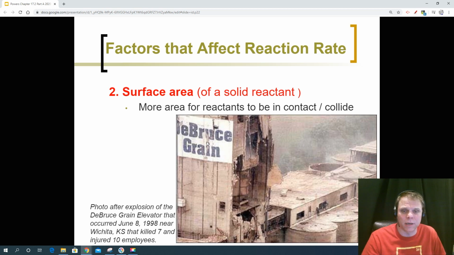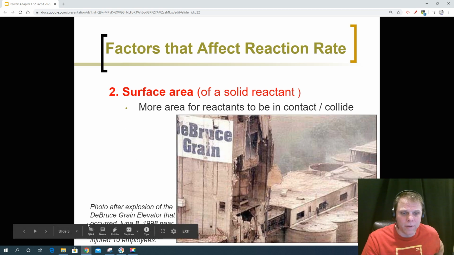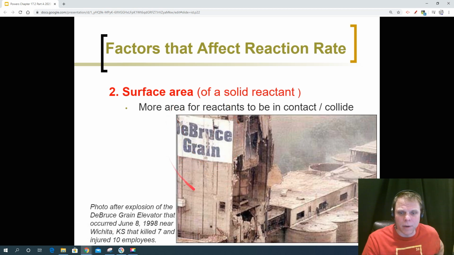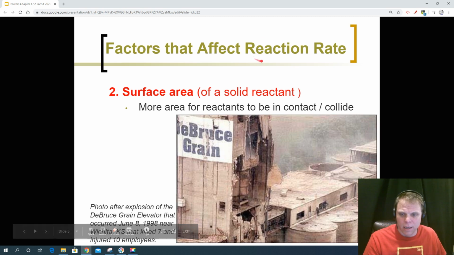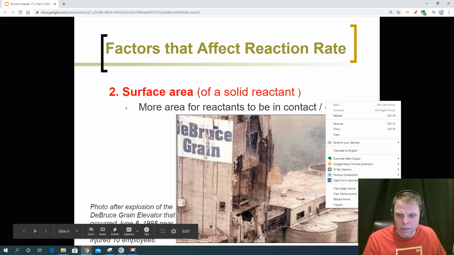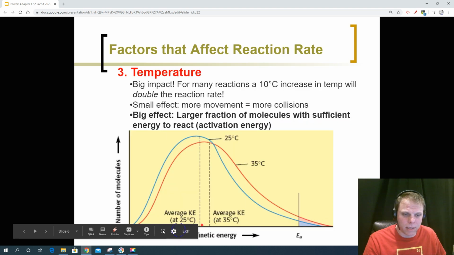You can see the example here. We have a grain silo that apparently has had a very unfortunate accident. Oh, look, there's a little guy down there. I don't think I ever noticed that little guy. Where are you? You're like, I'm over here. Whoa, man.